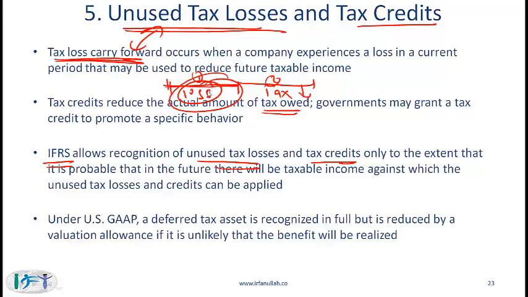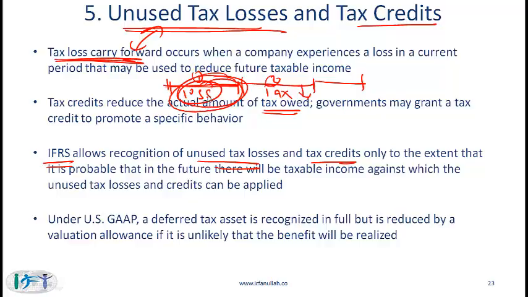What this means is the following. If you say you have a tax loss carry forward, that is only useful if you will have a profit in the subsequent periods. If it is unlikely that there will be a profit in the subsequent periods, then it doesn't make sense to recognize this tax loss carry forward.